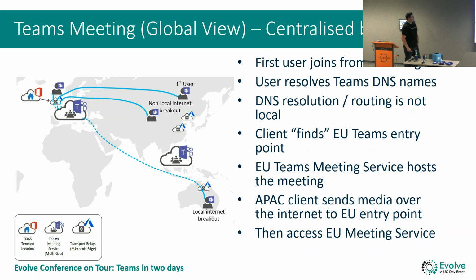If you get stuff wrong or you've got centralized breakout, this is the sort of thing that you can see. So even if our first user is joining on the Asia Pac side, if they're not doing local internet breakout or regional, it is possible that they will come out on the UK side, and this will then be the meeting service that is responsible. So you've got everybody going a lot further than they need to for the meeting. So again, it doesn't necessarily mean they will have a bad experience, but it could contribute to that.